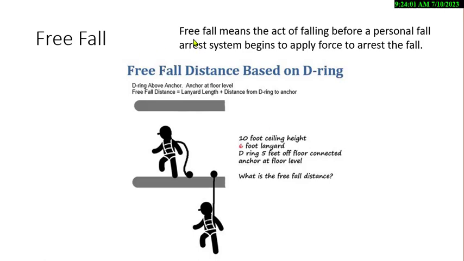No, remember, free fall, if you read the definition by OSHA, is the act of falling before the system applies the force, that 3.5 foot. Oh, gotcha. That's the key question, because they're always going to give you a free fall question, and that's what messes people up, and they'll ask you.